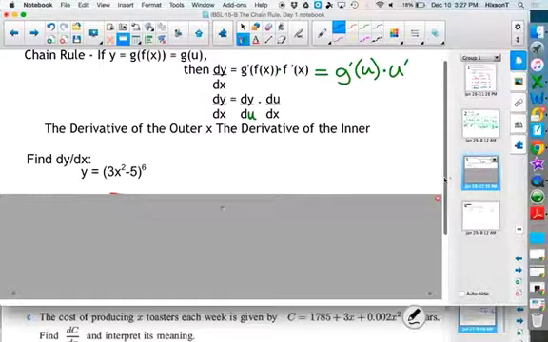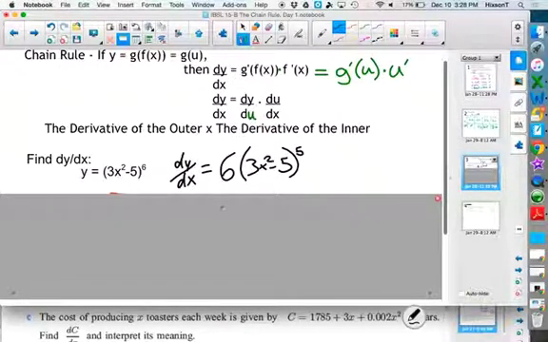The outer function here is something to the sixth power. What's the derivative of something to the sixth power? Yeah, 6 times something to the fifth power. Take the exponent, pull it out in front, 6 times whatever that was, and then 6 minus 1 is 5. Everyone with us on that?